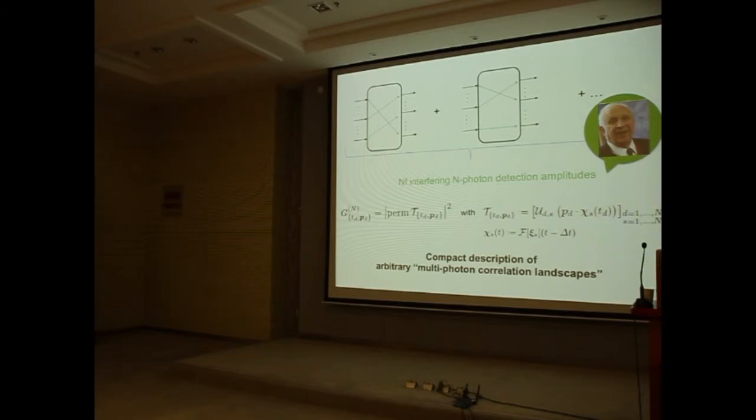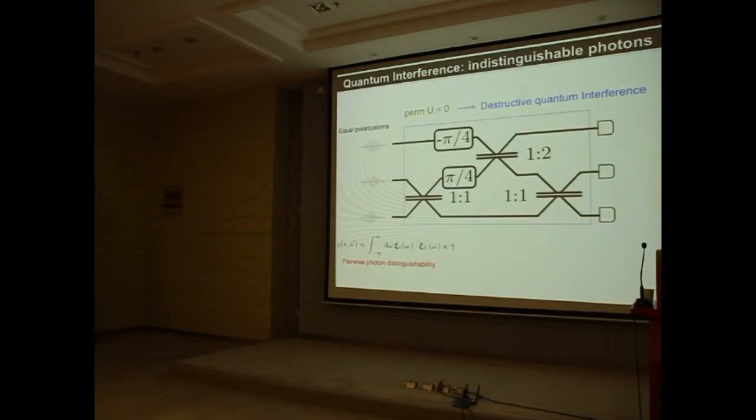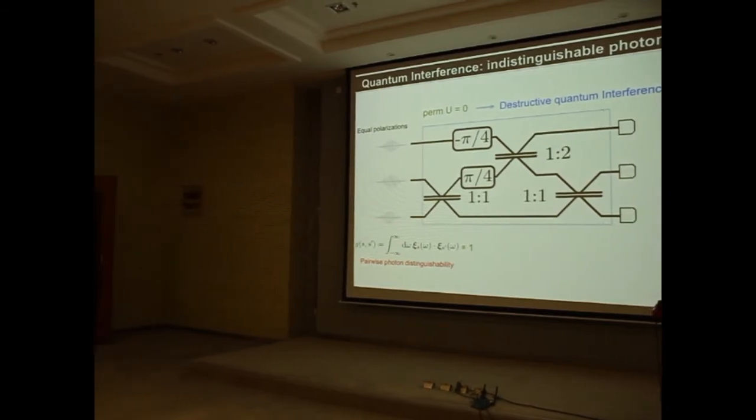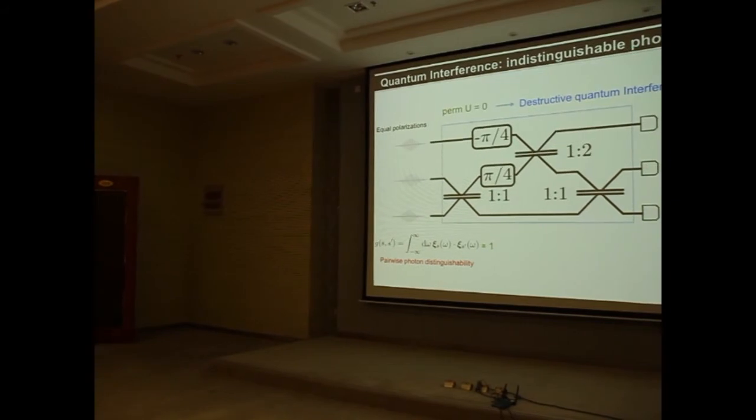How can we use it? And which physics can we learn from it? To understand that, let's just look at a simple example. So this is a particular unitary transformation, and I consider the case of indistinguishable photons.